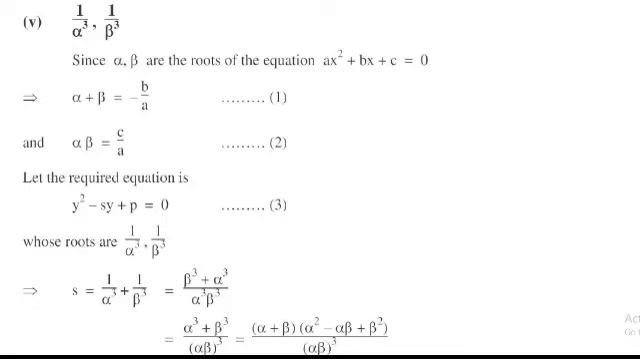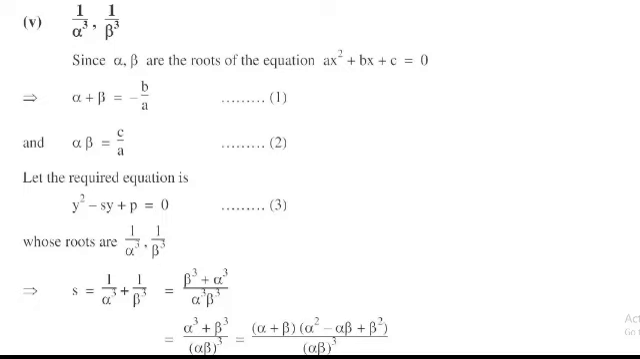Since alpha, beta are the roots of the equation ax square plus bx plus c is equal to 0, the sum of roots, that is alpha plus beta, is equal to minus b divided by a, that is equation number 1, and the product of roots alpha beta is equal to c divided by a, that is equation number 2. Since the required equation is y square minus sy plus p is equal to 0, that is equation number 3, whose roots are 1 over alpha cube and 1 over beta cube.